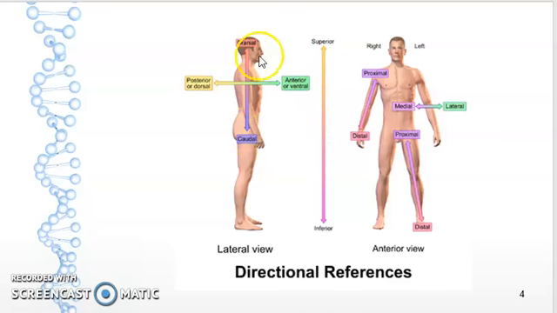Then anterior and posterior. Front is anterior, posterior is at the back. Think anti, post: the postman is at the back side, and anti is in the front side. Superior and inferior are also very easy to remember. Superior, like Superman, will go up, and inferior is basically down, the opposite of superior.